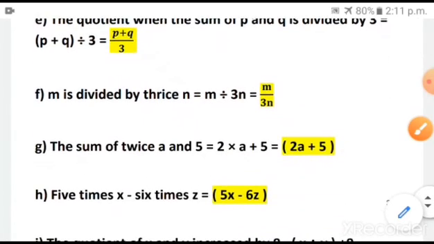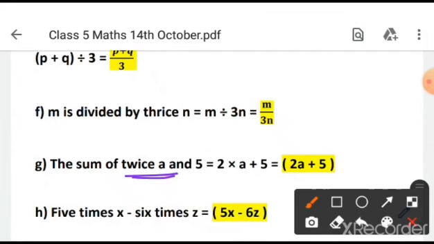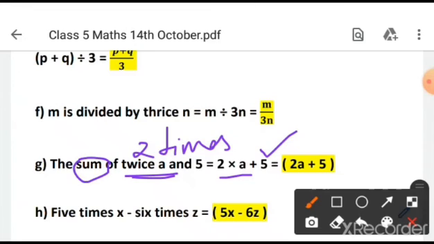Okay. Next, the sum of twice a and 5. So here you have twice a. Twice means 2 times. So you are going to write 2 into a plus 5. Why plus 5? Because in the question you have sum. So you are writing 2a plus 5.